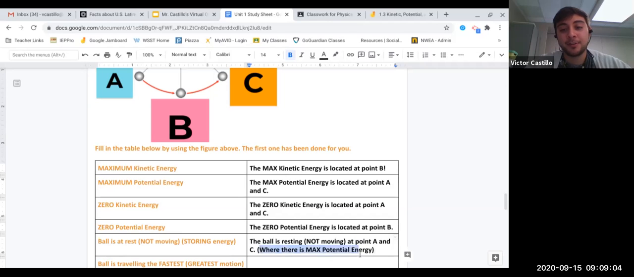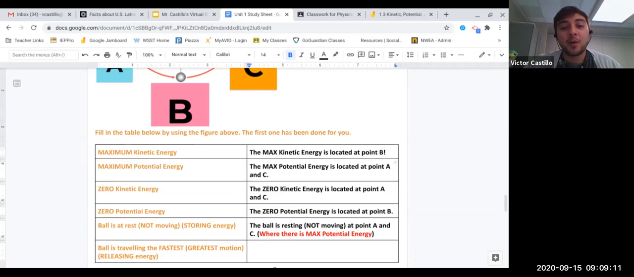I'm gonna put this a different color just so I can emphasize more of this. Put that in red. Now, where is the ball traveling the fastest? Well, we know that where there's kinetic energy, there's movement, right? But where there is max kinetic energy is where the ball is traveling the fastest. So the ball is traveling the fastest at point B, which is where there is max kinetic energy.